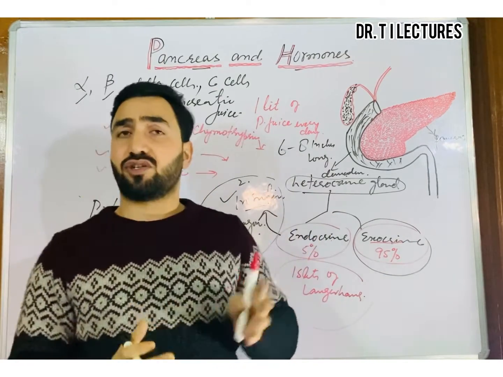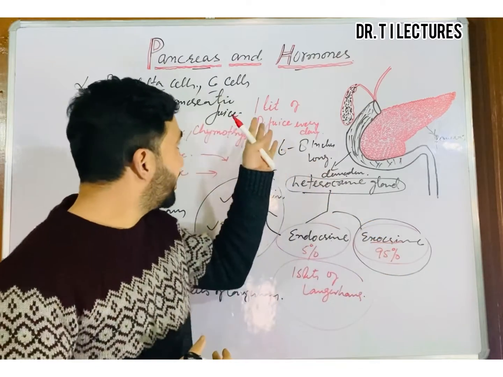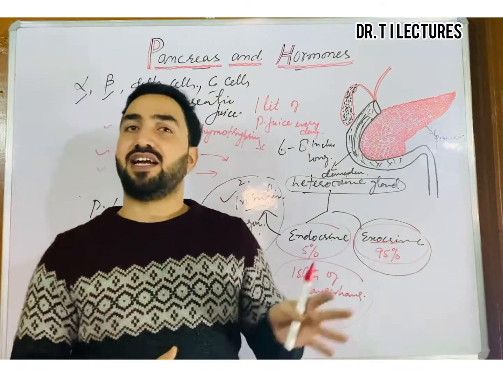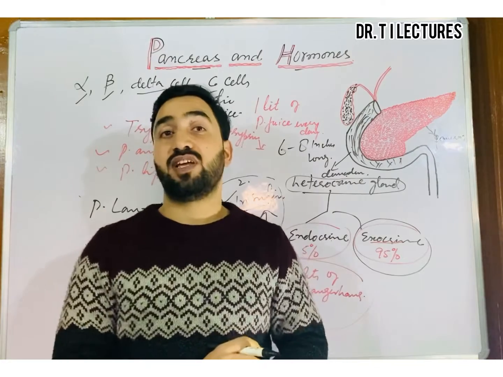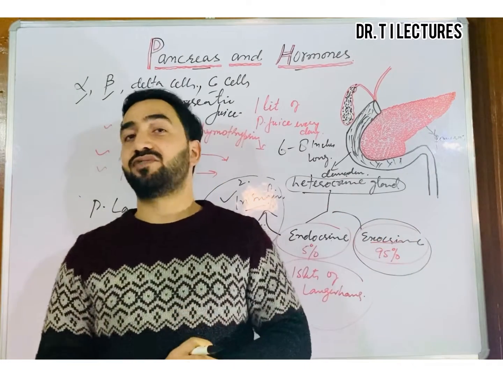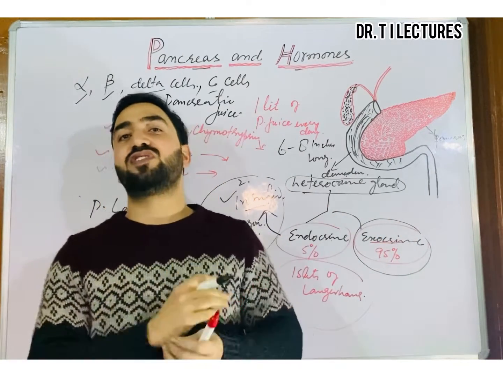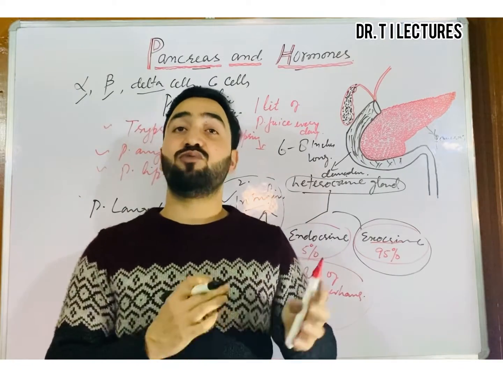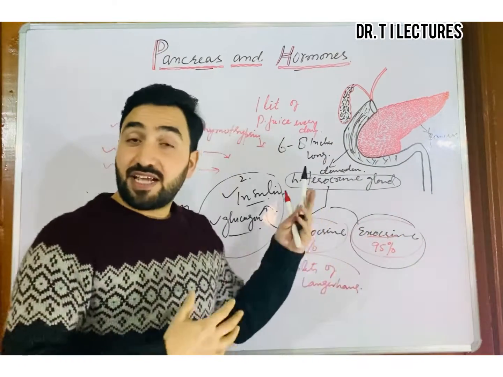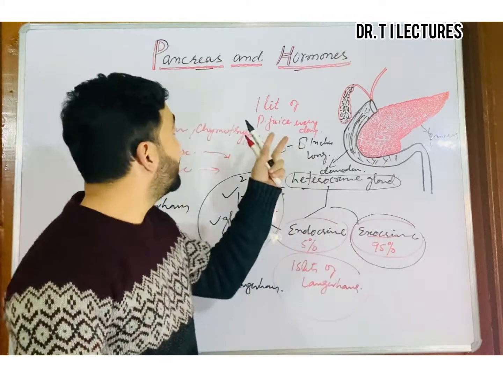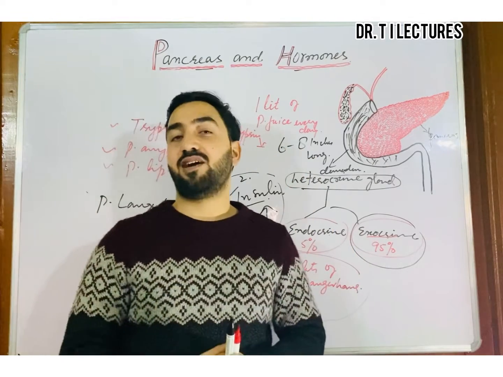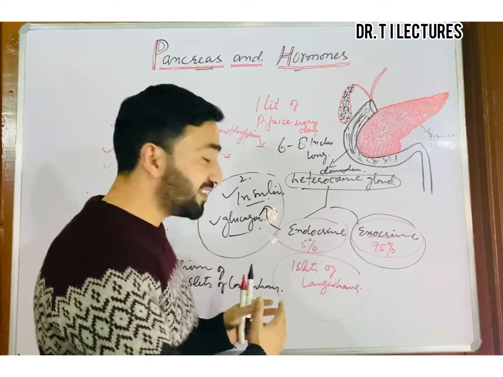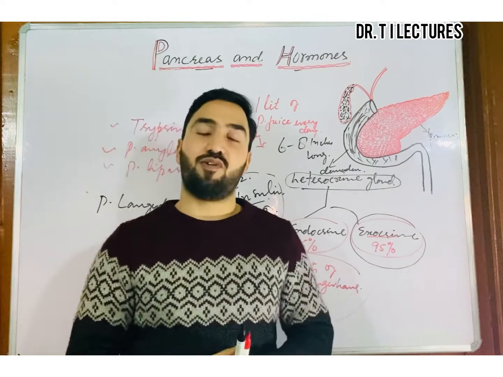If we talk about these different kinds of cells and the functions they perform, the beta cell is very important because it produces the important hormone known as insulin. In the next part of this video lecture, we'll be discussing the types of cells in detail and the functions they perform. Thank you.